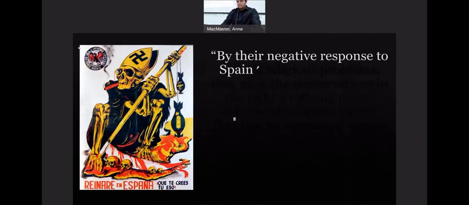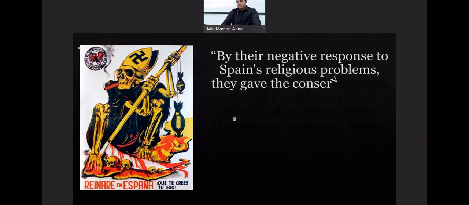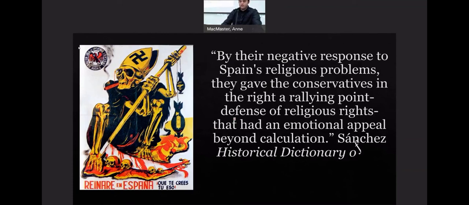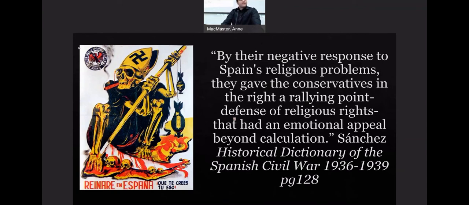By their negative response to Spain's religious problems, they gave the conservatives in the right a rallying point: defense of religious rights that had an emotional appeal beyond calculation. The domestic and global Catholic Church sided with the right wing throughout the buildup, further validating the right wing's holy war narrative, and blamed the eventual civil war on the Second Republic.